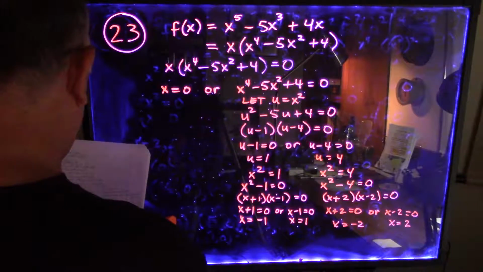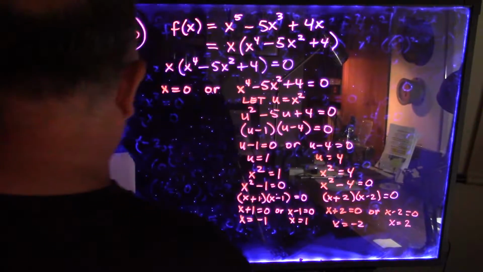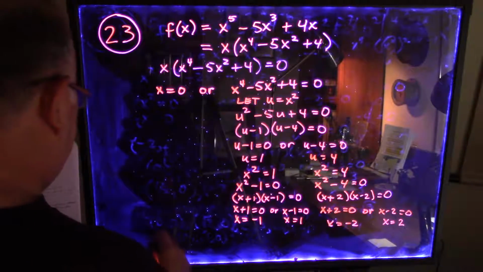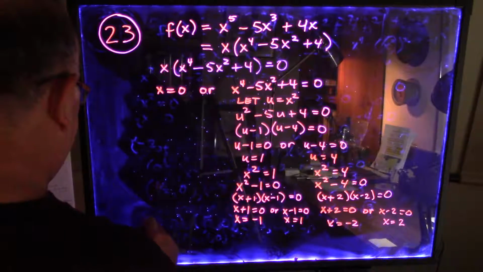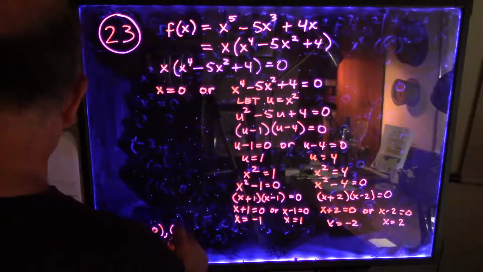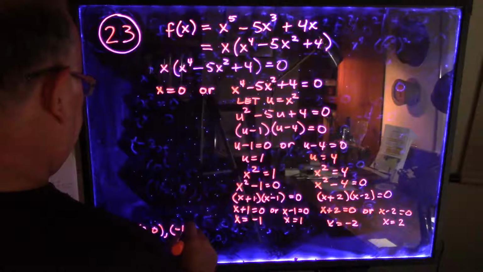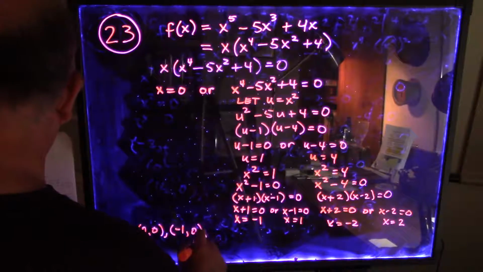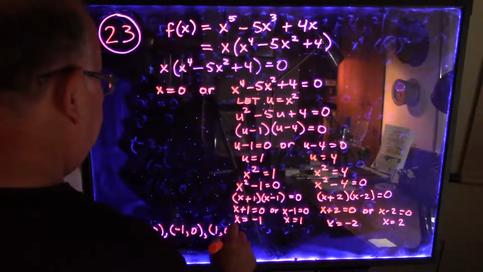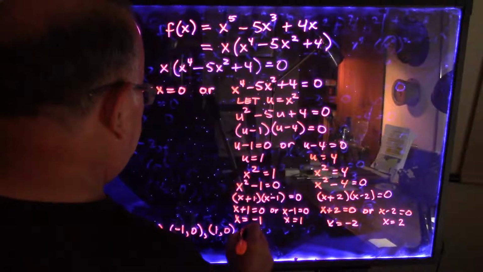Alright, so we have all of these. We've got 5 different solutions here. We got zeros, or 5 different intercepts, x-intercepts: (0, 0), (negative 1, 0), (1, 0), and (negative 2, 0), and (2, 0).